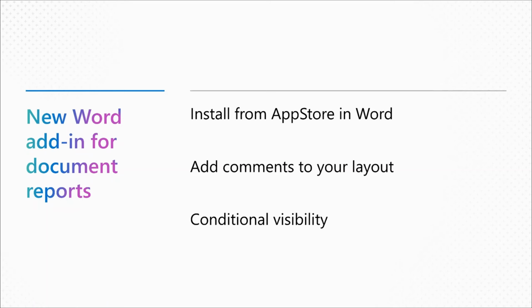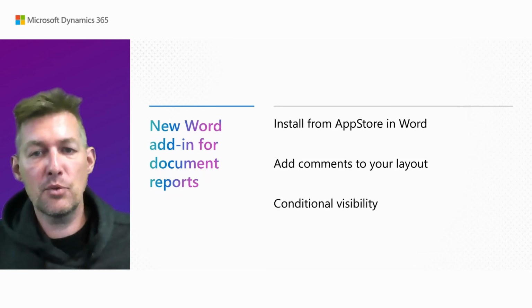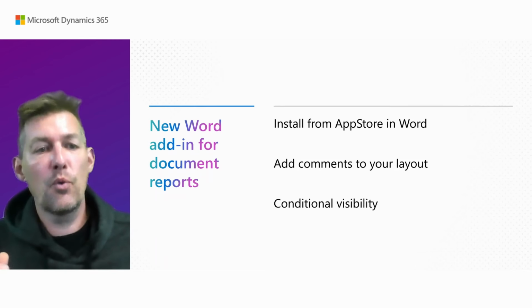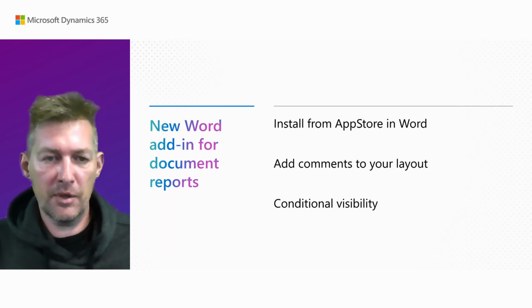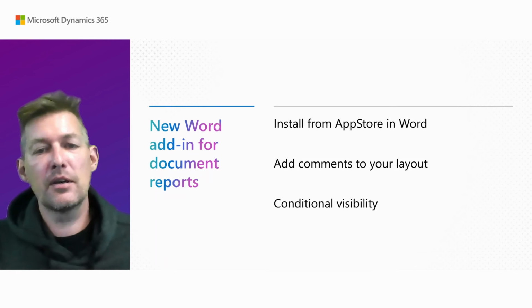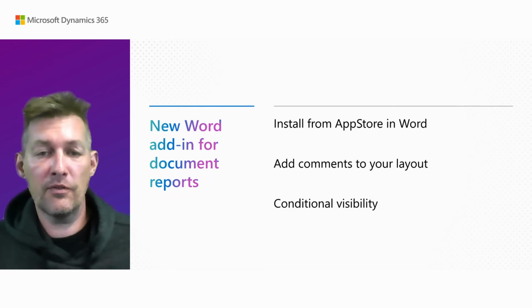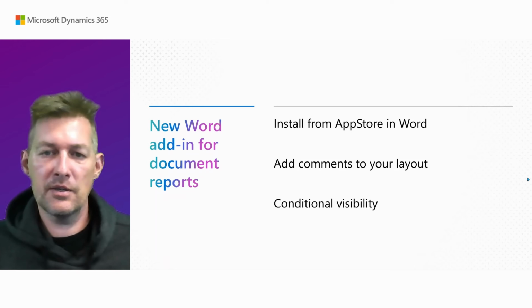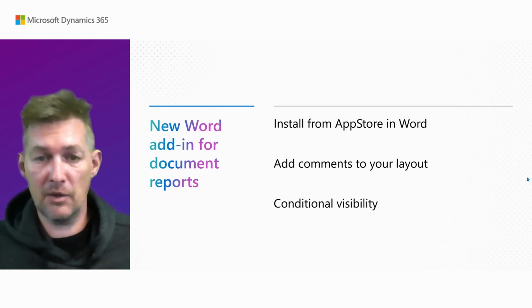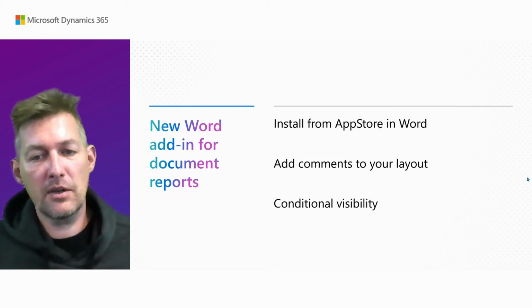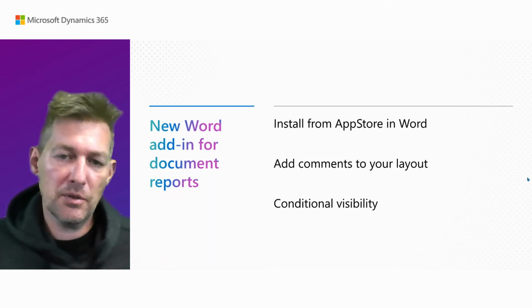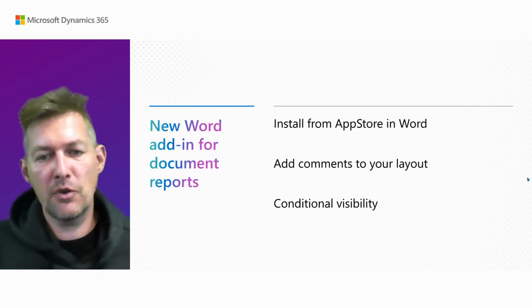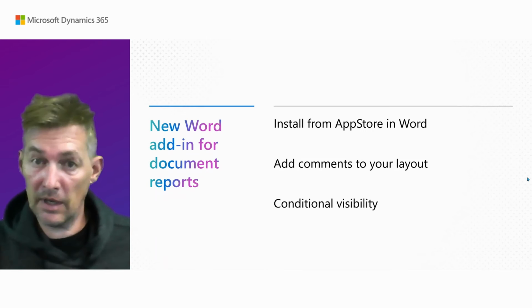We're going to talk about how you can use Word as the layout engine to produce beautiful documents to send to your customers. A main new feature in the 2024 Release Wave 2 is a new Word add-in for document reports. With this, you can solve a lot of things that were not so easy in the normal Word layout feature, such as developer comments, that was not possible, and conditional visibility, that was possible, but maybe required a few hacks here and there, but not anymore.